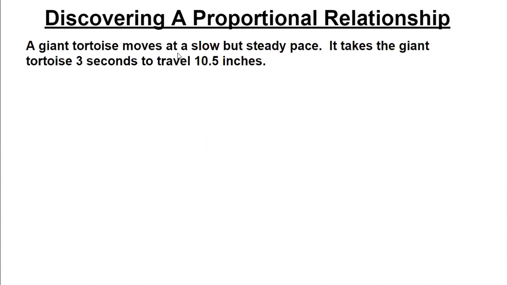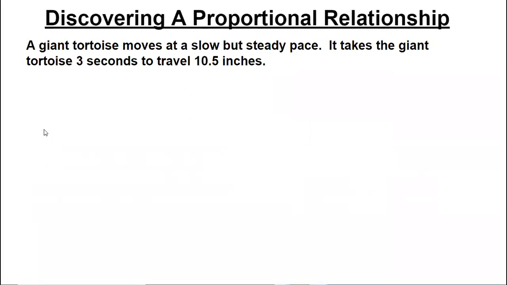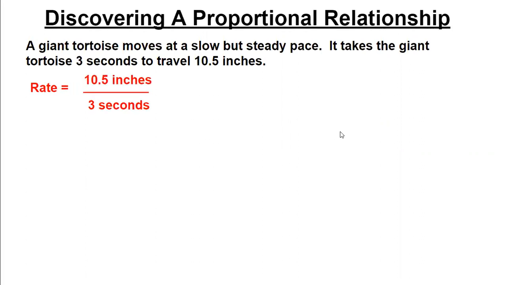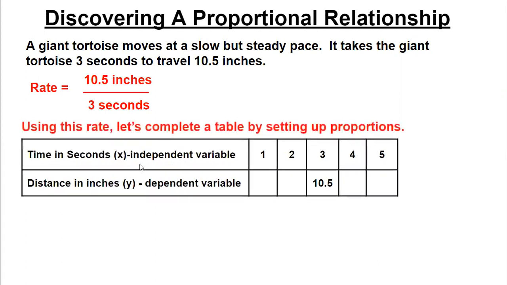Discovering a proportional relationship. A giant tortoise moves at a slow but steady pace. It takes the giant tortoise 3 seconds to travel 10.5 inches. So let's put our rate up. So we're going to put inches on top and seconds on the bottom. So every 3 seconds, he goes 10.5 inches. Using this rate, let's complete a table by setting up proportions.